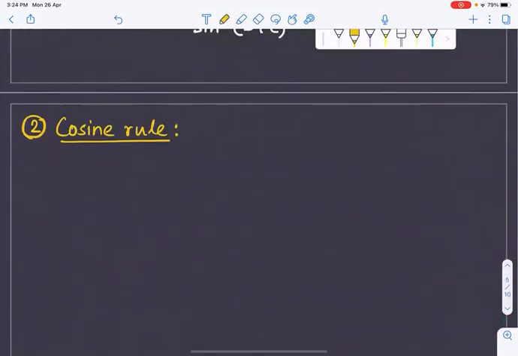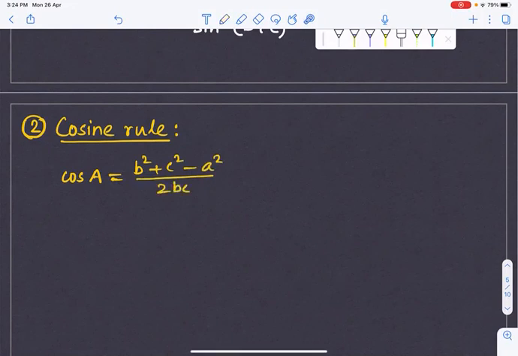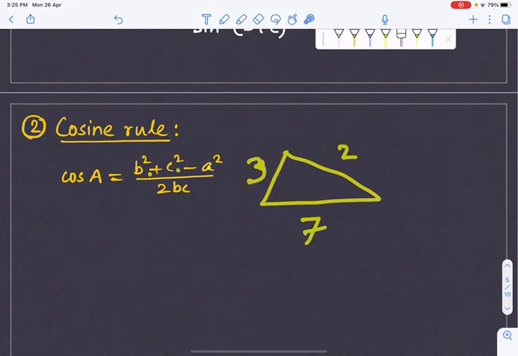Cos A is equal to b square plus c square minus a square divided by 2bc. Means if you know all the three side lengths for any triangle, say you know this side is 7, this is 5, and this is 3. Then if you know all the three sides, you can just put their values here and you can get cos A, cosine of angle A.